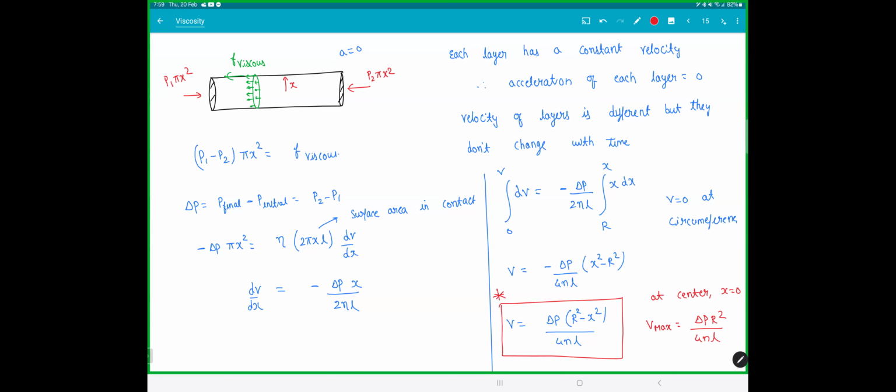Have a look at the steps. So this is the proof actually why that shape is a parabola.